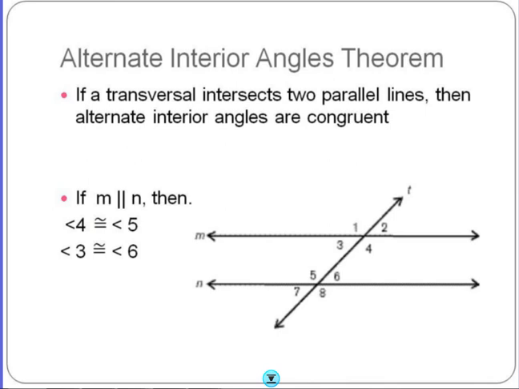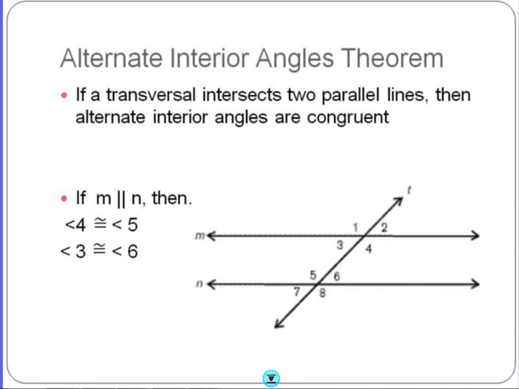Now we're going to look at the alternate interior angle theorem. That is, if a transversal intersects two parallel lines, then alternate interior angles are congruent. So we can look down here, we know angle 4 and angle 5 are alternate interior angles. They're inside, between the two lines, and on opposite sides.